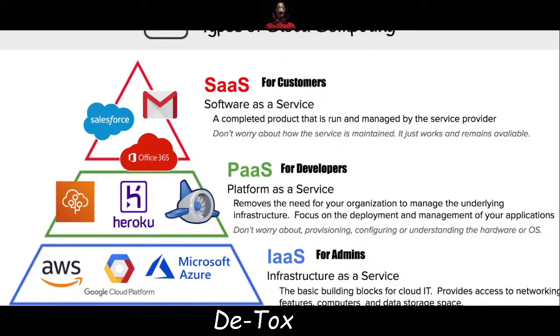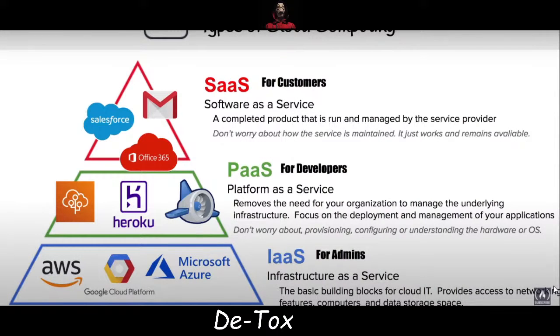So starting at the top here, we have software as a service, also known as SaaS. And these are for customers, okay? So the idea is that you have a completed product that is run and managed by the service provider. So you don't have to worry about how the service is maintained. It just works and remains available. So if we had some examples of SaaSes here, maybe you'd have your Gmail or your Office 365.